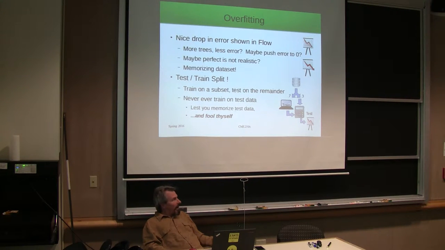And when you train, you can't let the training algorithm see the test data to train on, or else it will memorize the test data. And when you run the test data through, you'll get perfect numbers, and you'll think you have a great model, when in fact, maybe you don't. So you build the model on the training data, and then you run the test data through and see if you get a good answer or not.